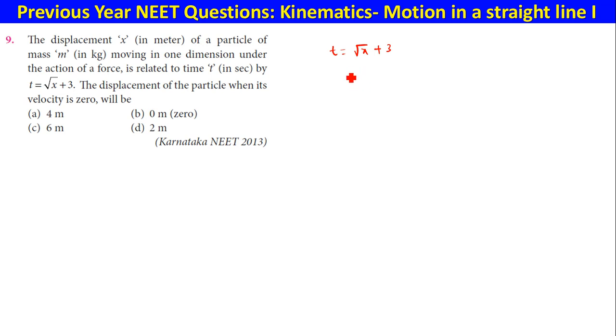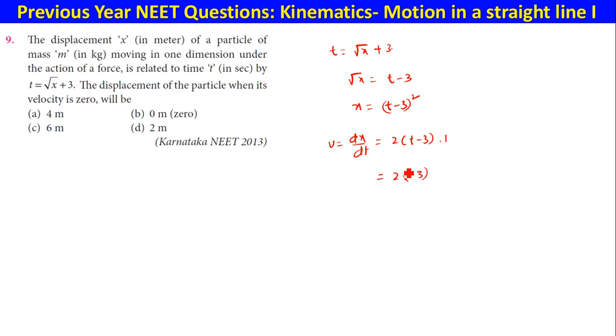Okay, very easy question. So for that, let me take this 3 to this side. Then I'll get root x is equal to t minus 3. Got it? So x is equal to t minus 3 whole square. This is the expression for your x. Clear? Next. So now if I differentiate with respect to time on both sides, I'll get dx by dt, that is your velocity. Now the differentiation of this is like x square, x square differentiation is 2x. Now if you differentiate t minus 3, you'll get 1. That's it, no? So 2 into t minus 3.